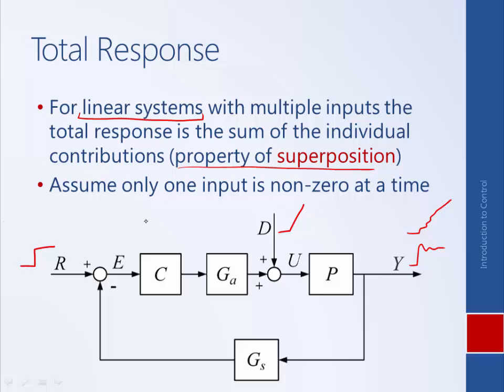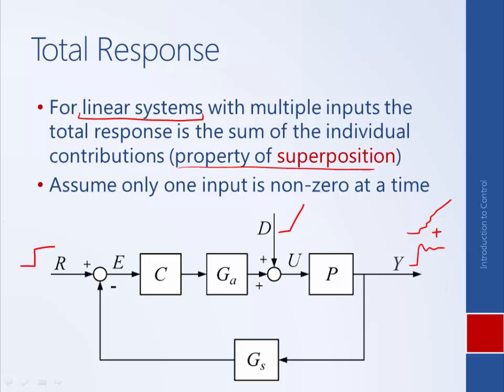If I were to apply both of these signals at the same time, it turns out that the output is simply the sum of the response due to the inputs individually. So if R and D are applied simultaneously, then Y is simply the response when we had R by itself and D by itself summed together.